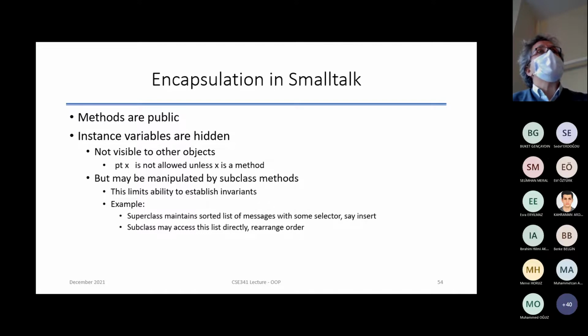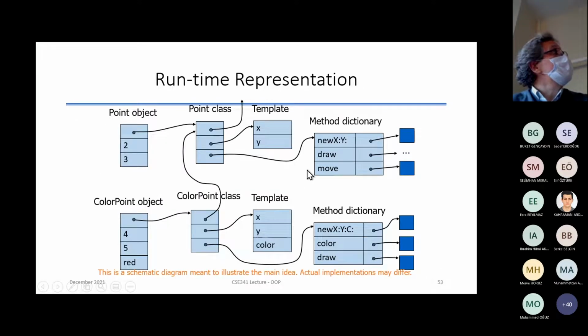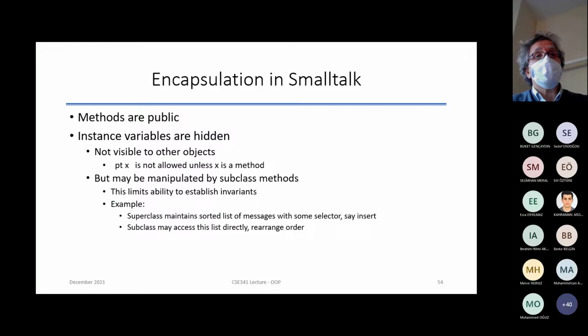Of course, there is one catch to this one. It says the instance variables can be manipulated by the subclass methods. Even though they are not available to the outside, so let's say X is not available to me, these variables can be manipulated by one of these methods here. This can happen. So this is a kind of limitation in establishing invariance.